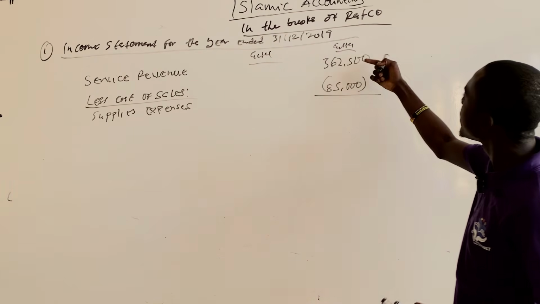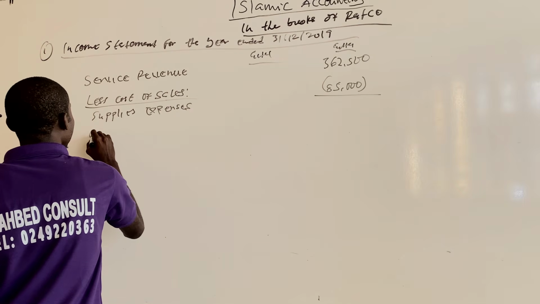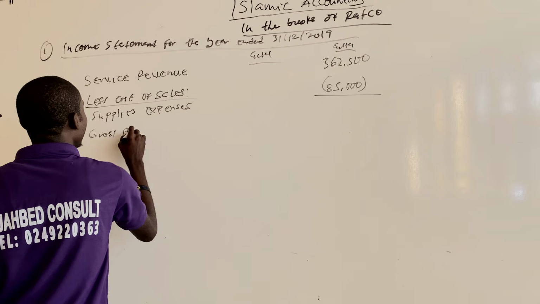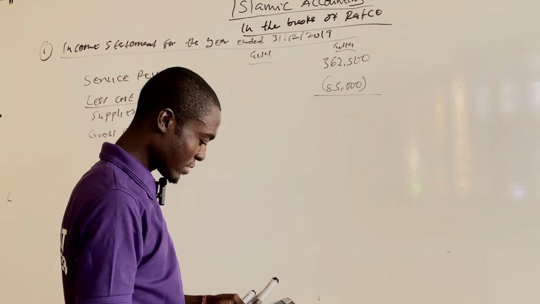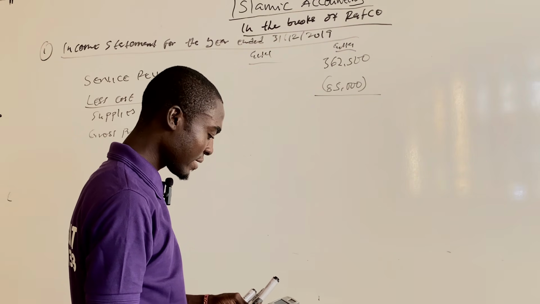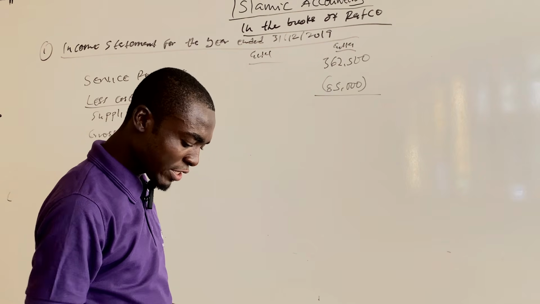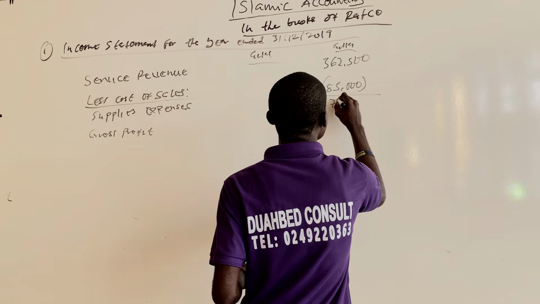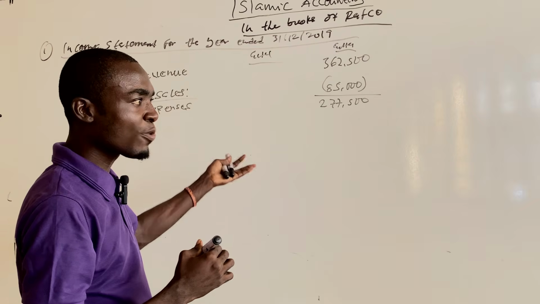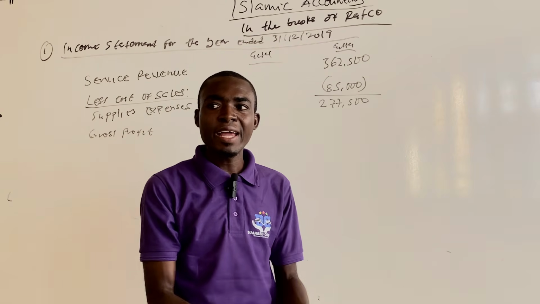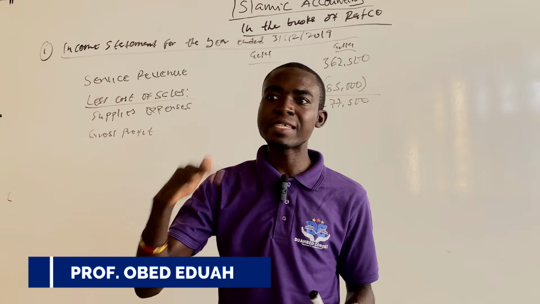So the difference between this and this will give you the gross profit. So we have your gross profit. So 362,500 minus 85,000 will give you a gross profit of 277,500. After you are done getting your gross profit, you add other income. But in this question, you don't have any other income. So you less operating expenses or the remaining expenses.